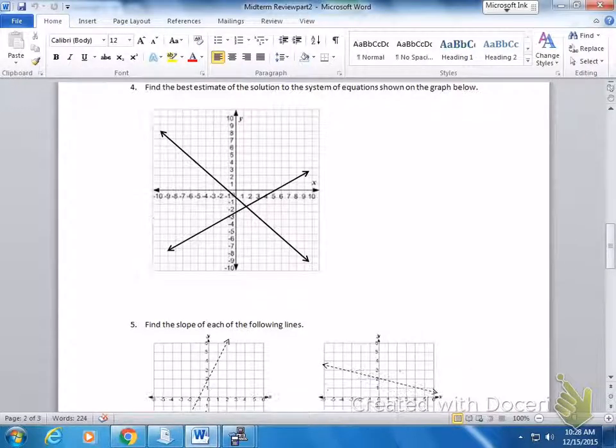Number 4 says find the best estimate. Now, this is an estimate of the solution to the system shown on the graph below. If you remember solutions to graphs, we're looking for the intersection.